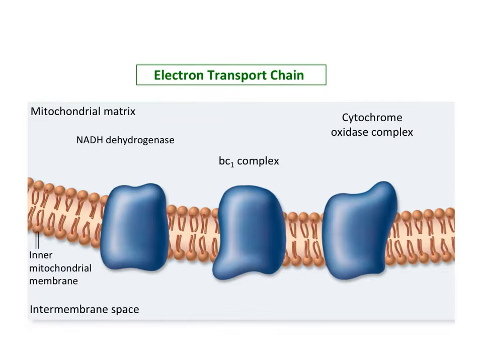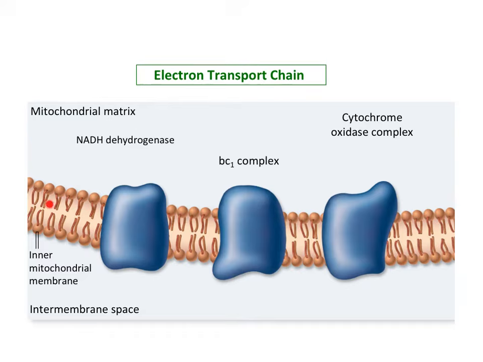The electron transport chain is a set of 3 proteins, and these proteins are proton pumps. So you can think of them as proteins that do active transport, and the active transport that they do is move protons from the inside of the mitochondria. This is the mitochondrial matrix. They move protons from here, the mitochondrial matrix, into the intermembrane space.